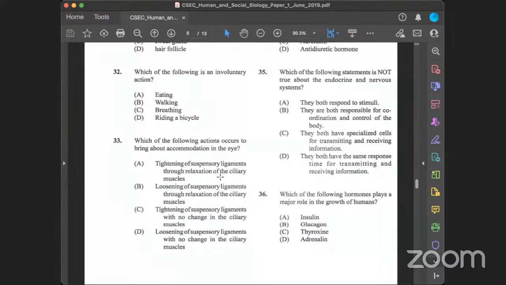So when the suspensory ligaments contract, what would that cause to happen to your lens? We talked about this before. When the suspensory ligament contracts, your lens will become thin, right? And what happens to the ciliary muscles when that happens? If one is going to contract, the other one has to relax, right? So that's what they're asking you here. What's your answer going to be?